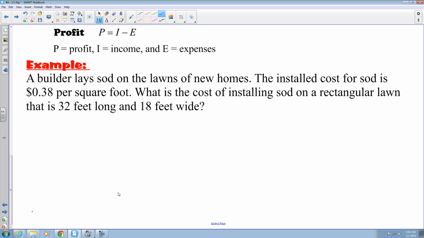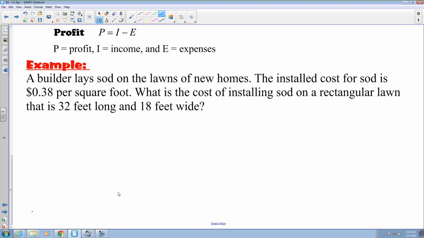I got one more problem here. Let's see, what does it say? It says a builder lays sod on the lawns of new houses. It says the installed cost for sod is 38 cents per square foot, or $0.38 per square foot. What is the cost of installing sod on a rectangular lawn that is 36 feet long and 8 feet wide?